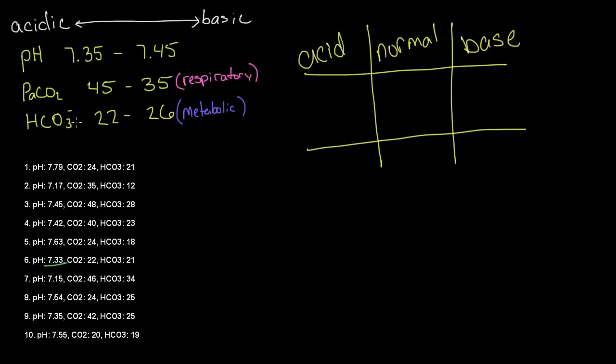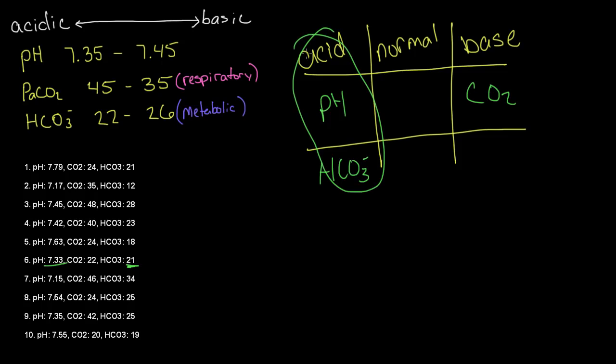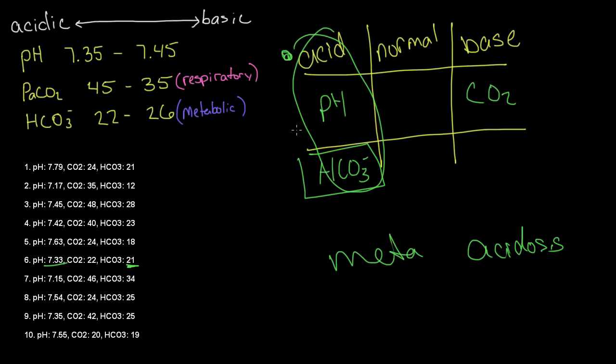Number 6. pH is 7.33. This is acidic, so this goes in this column. CO2 is 22. It's basic, so CO2 goes over here. HCO3 is 21. Acidic, it goes in the acid column. This is our tic-tac-toe, so it's acidosis, because that's in the acid column. Our parameter that made it up is metabolic. Our HCO3 is metabolic, so this is metabolic acidosis. And our opposite parameter is partially compensating, because it's in the opposite column.